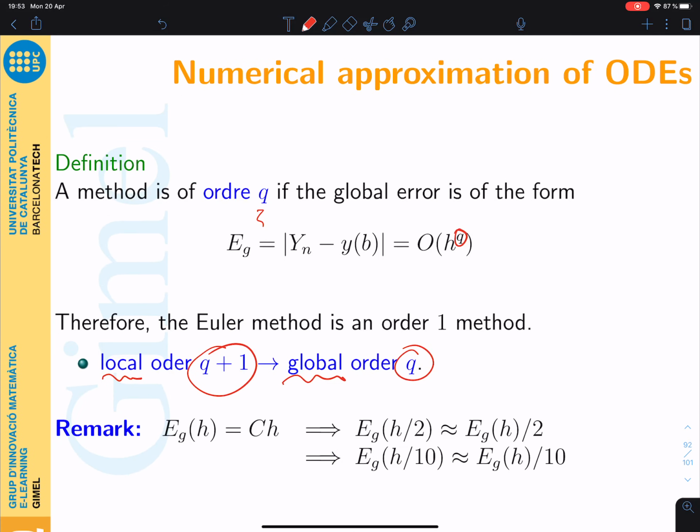And as a remark, we can see that when we have a linear method, when I divide the value of h by 2, the error will also decrease, divided by 2. If I divide the value of h by 10, the error will be divided by 10 because it is linear.